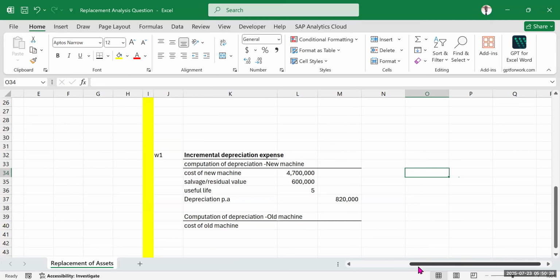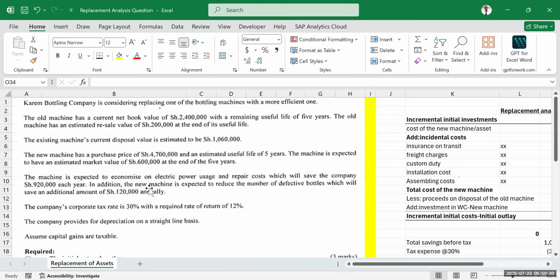Now, I want to go to the question. The question started by saying the old machine has a current net book value of 2.4 million with the remaining useful life of 5 years. And the old machine has an estimated resale value of 200,000 at the end of its useful life. They did not say has a cost. They said has a net book value.